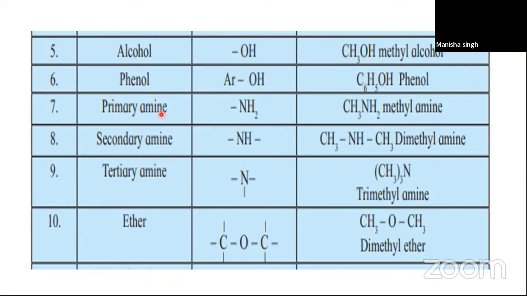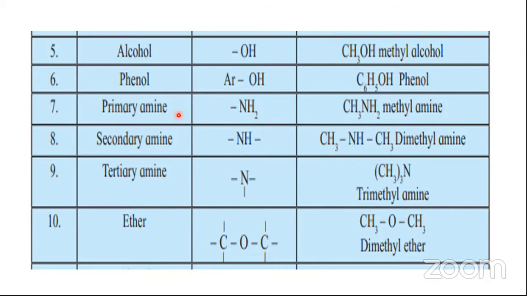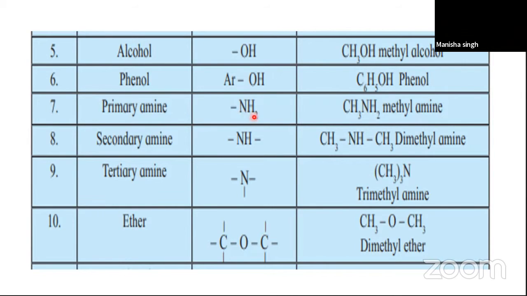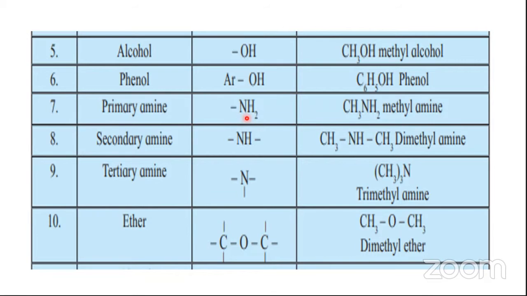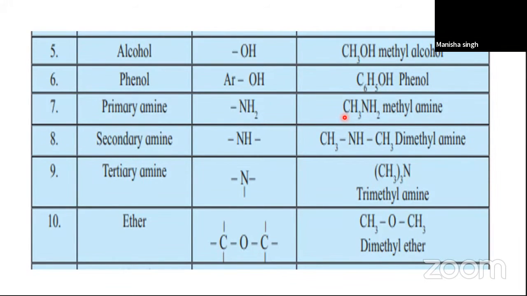Now the next one is primary amine. So primary amine is what? When one hydrogen from ammonia is replaced by an alkyl group, then we get a primary amine. तो अमोनिया का फॉर्मूला क्या होता है? NH3. In NH3 one hydrogen is removed. तो क्या बचा? NH2. So NH2 is nothing but a primary amine. So the example is what? CH3NH2. तो CH3 क्या होता है? मिथाइल होता है. And NH2 is the amine.